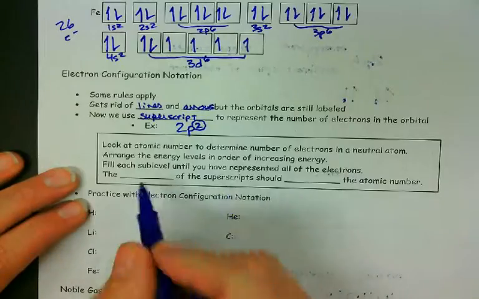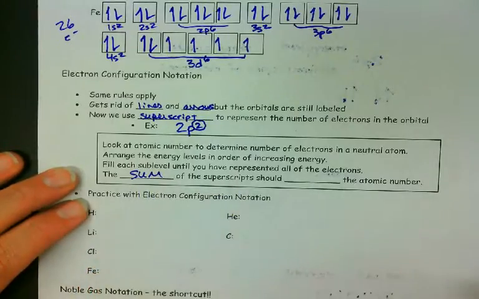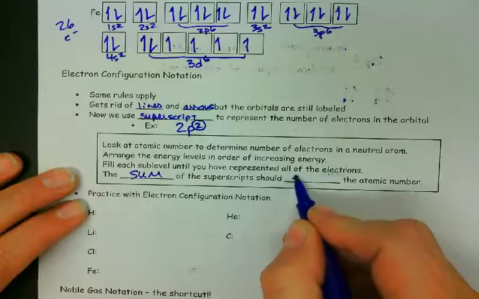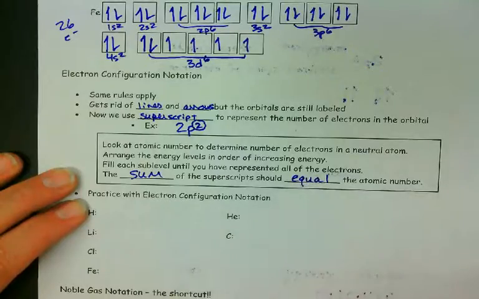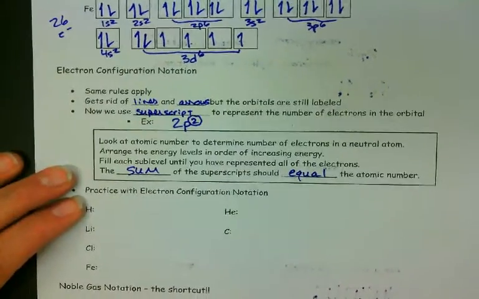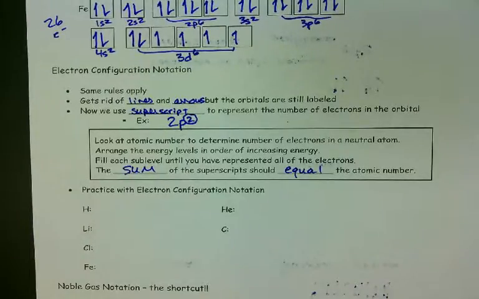So all your superscripts would add up, and they'd basically equal your atomic number. So that's what this box is telling you, that the sum of the superscripts should equal the atomic number. Okay? So remember, our atoms are basically neutral because we have protons and electrons. That's what you saw in one of your CBA questions. Those protons are positive, electrons are negative. They cancel each other out, so they're neutral. So this all basically gets arranged by their energy level.